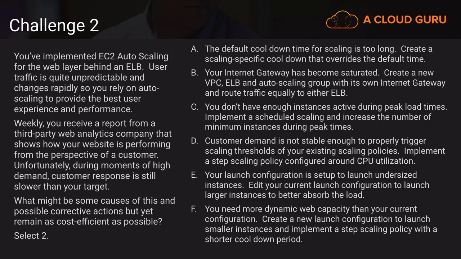Option F says we need more dynamic web capacity than our current configuration, so we can create a new launch configuration of smaller instances and implement a step scaling policy with a shorter cooldown period. The flaw with this is that step scaling policies don't have a cooldown period. Rather, they have a warm-up period where you can specify how long to allow your new instances to come up before another step scale can be triggered.